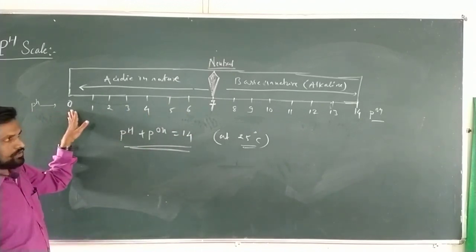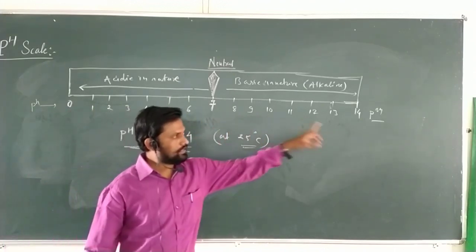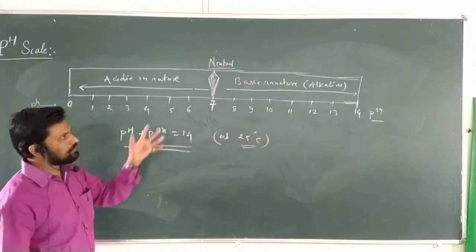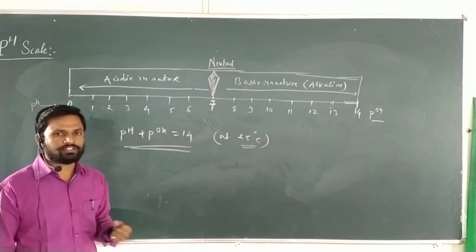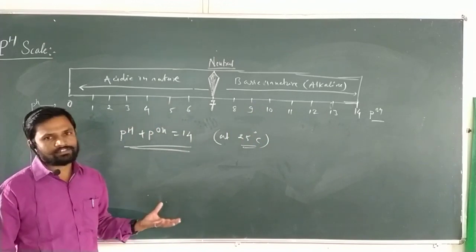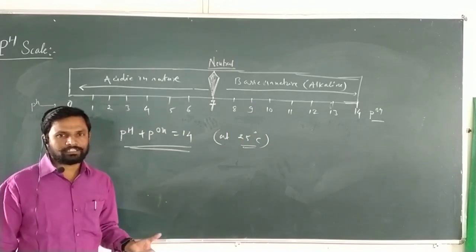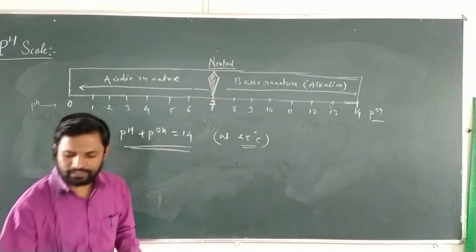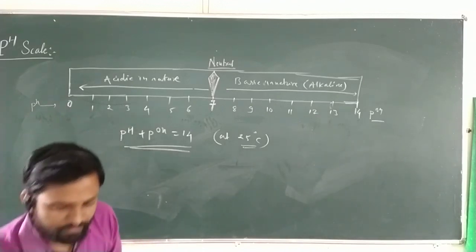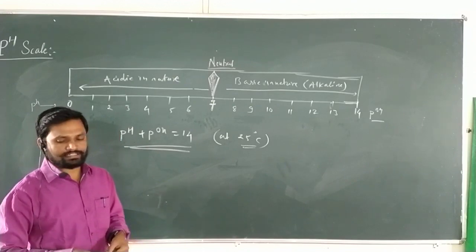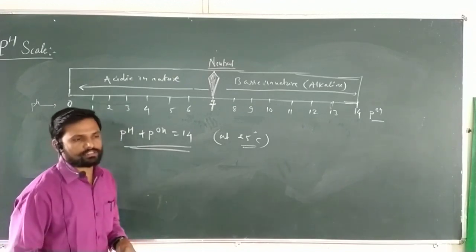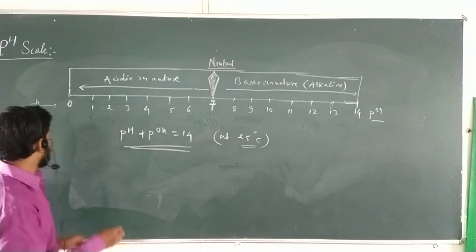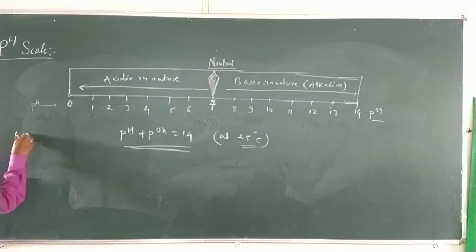If pH is 0, that is a strong acid. If pOH is 14, that will be a strong base. Likewise, the pH scale is used to measure the acidity as well as basicity of the given substance in an aqueous solution. Now, here I will show acidic compounds. What are the acidic compounds? Acidic solutions in an aqueous solution. This is a hint for you.